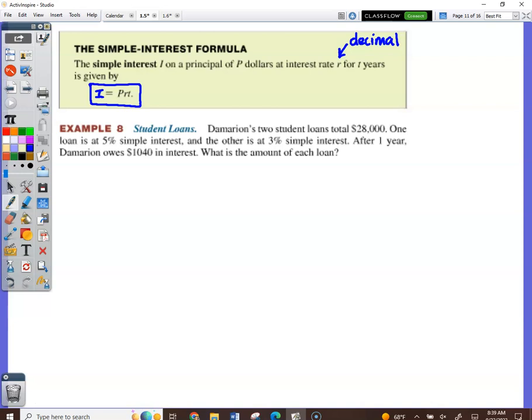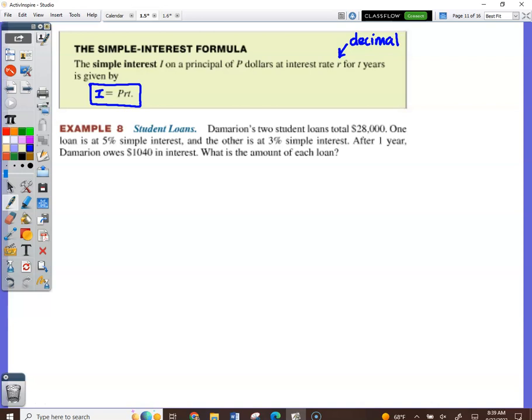DeMarion's 2 student loans total $28,000. One loan is at a 5% simple interest and the other is at a 3% simple interest. After a year, he owes $1,000 in interest. What is the amount of each loan?